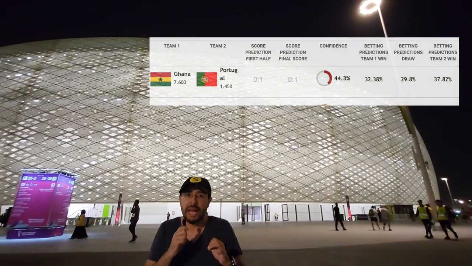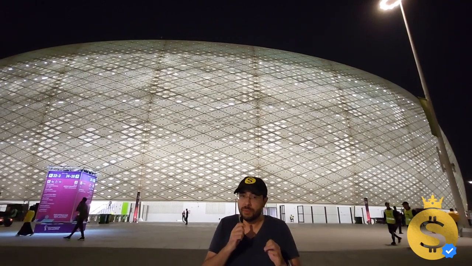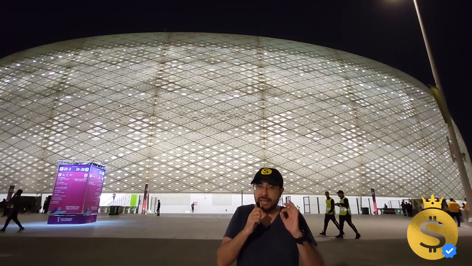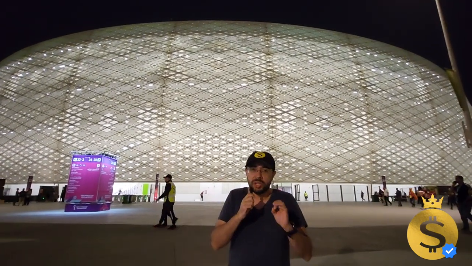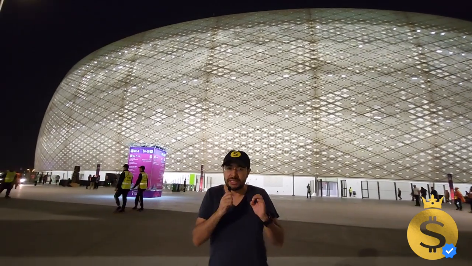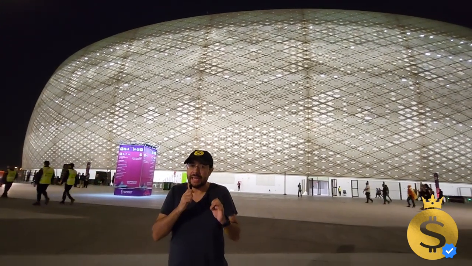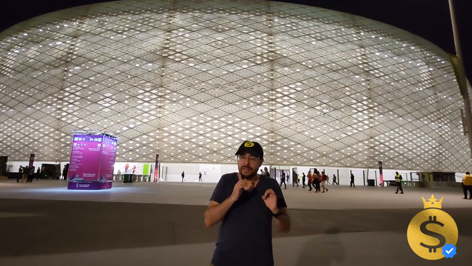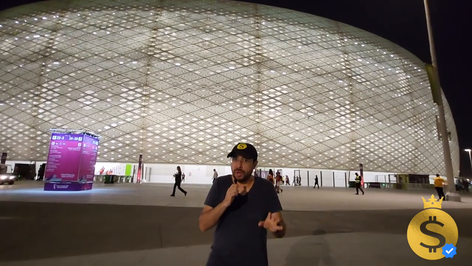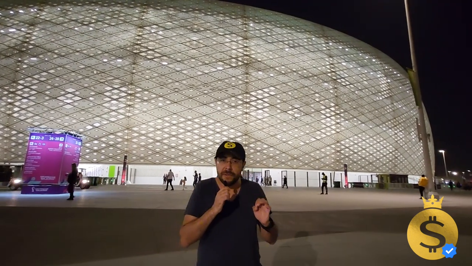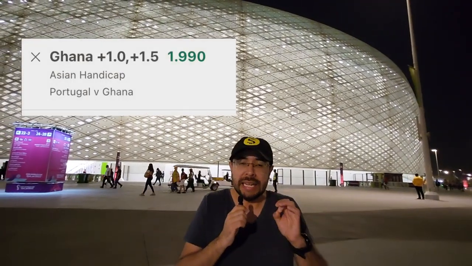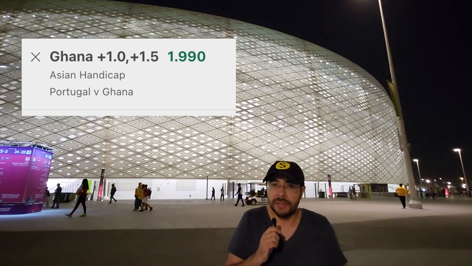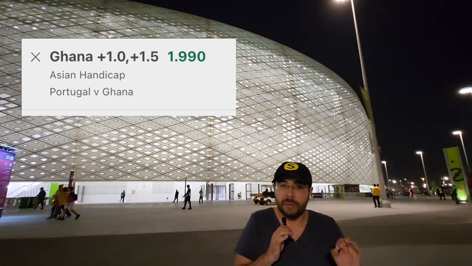On the other side, we have a 61% probability that Ghana will cover the spread, 1.25. Don't forget that the Ghana national team, the main squad, is playing in the English Premier League, so it's a very hard team, and they will most probably do a very good match against Portugal. So our pick for tomorrow is handicap 1.25, that Ghana will cover the spread.